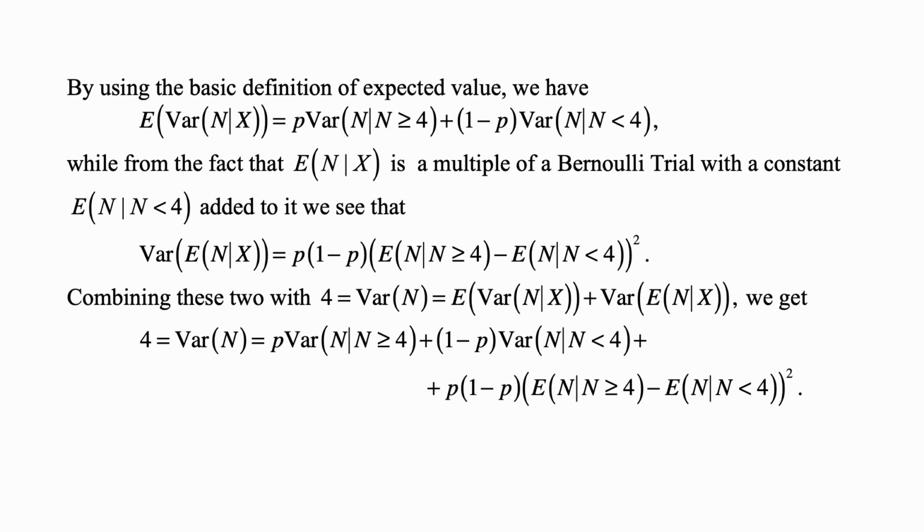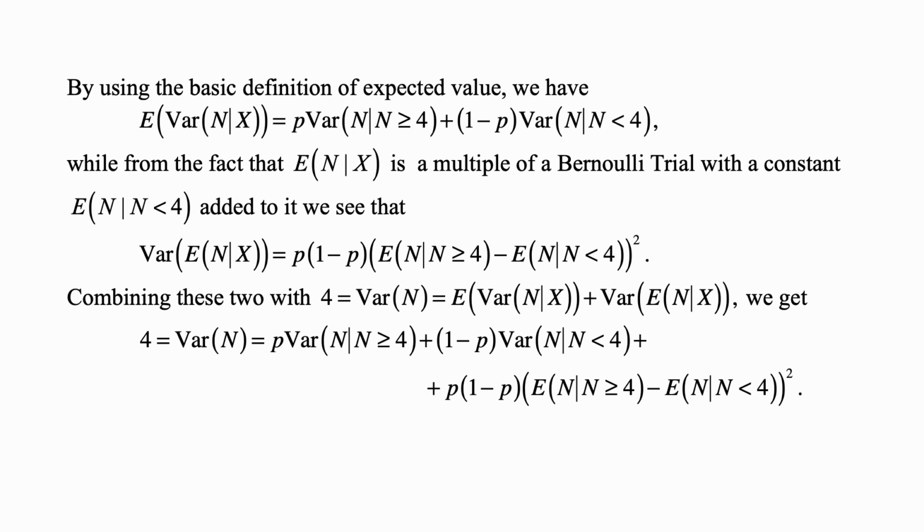Well, from the fact that E of n given x is a multiple of a Bernoulli trial with a constant added to it, we see that the variance, well, the variance doesn't care about the constant, so the variance is equal to the variance of that Bernoulli trial, p times 1 minus p, times the square of the difference of those two expected values, times the square of the thing that is multiplied by the Bernoulli trial.